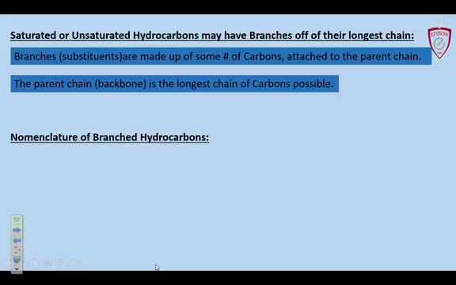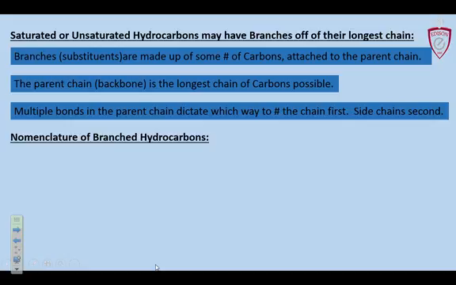Of course, the parent chain is the longest chain you can count without picking up your pencil. You'll find sometimes it doesn't matter which way I go. The bend doesn't count. It doesn't have to be the branch. Multiple bonds in the parent chain dictate which way to number the chain first. The side chains are second. So if you're looking at double bonds and triple bonds and side chains, the parts of the hydrocarbon of interest have to have the lowest number first. So you find your double bond, make sure that's like number 2 or 3. Then you number the side chains based upon that, so that numbering system doesn't flip-flop.